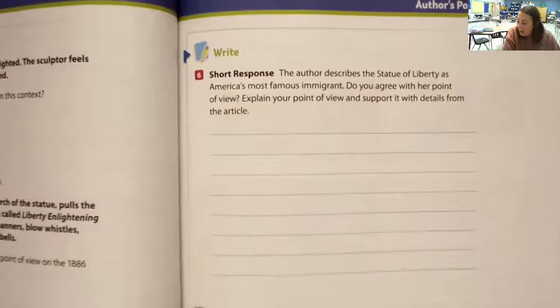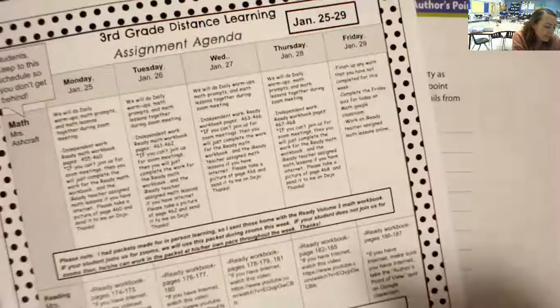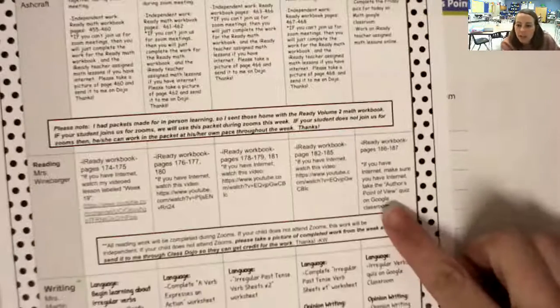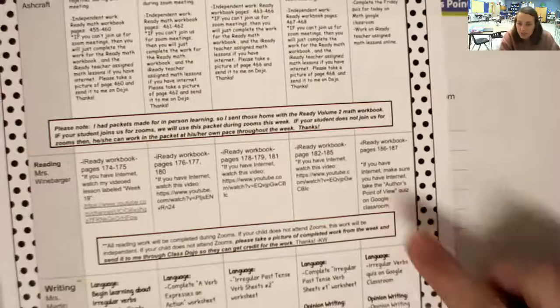Okay. Also for Friday, if you have access to Google Classroom, there is a quiz on author's point of view that you will need to take. Okay. It's under classwork, week 18 materials. You will see it right there. It says author's point of view quiz.